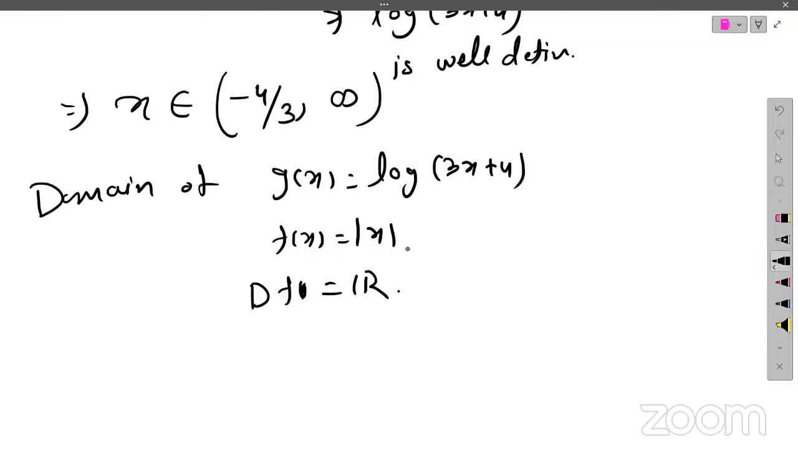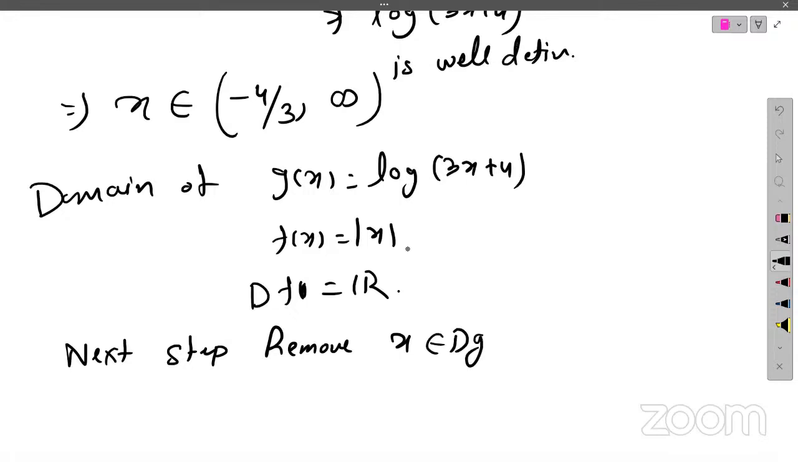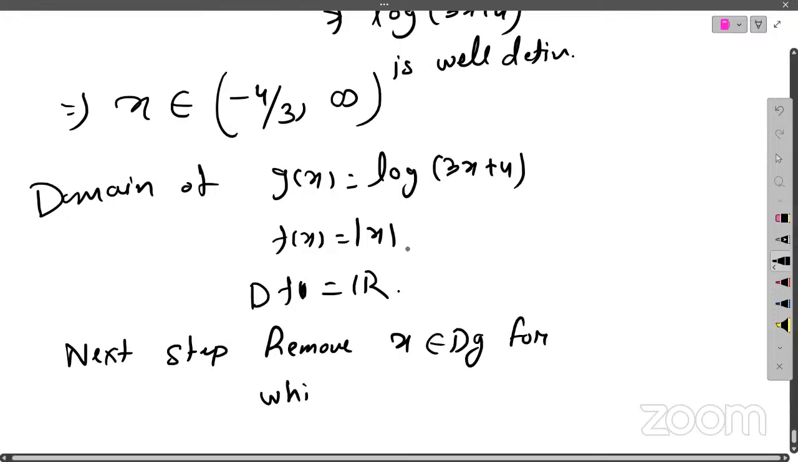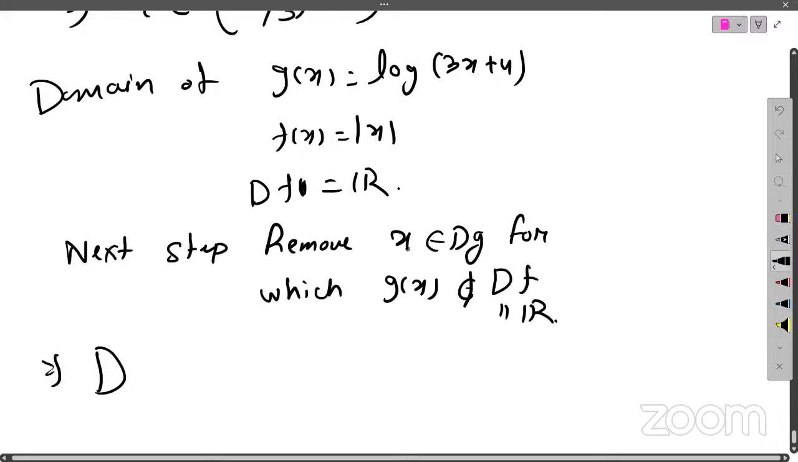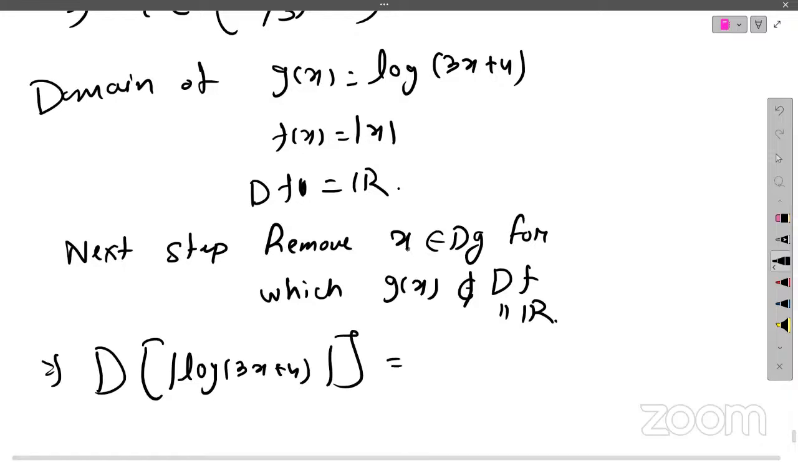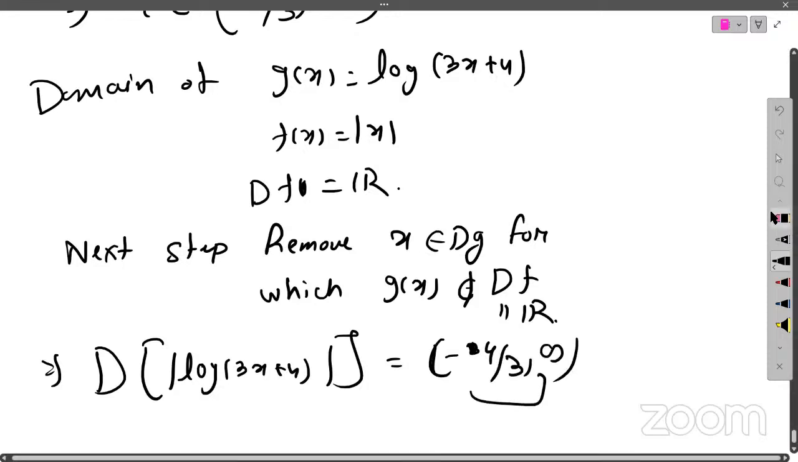The next step is to remove all those x from the domain of g for which g of x is not a part of the domain of f. But the domain of f is all real numbers, so we don't have to remove anything. So ultimately the domain of the function modulus of log of 3x plus 4 is the same as the domain of g, which is minus 4 by 3 to infinity. Okay, so this is your domain, minus 4 by 3 to infinity. Is that clear? Fine.